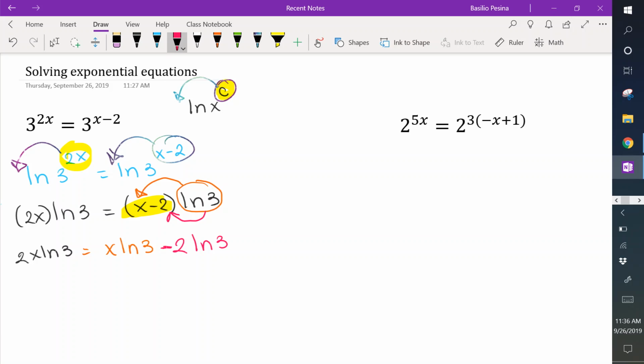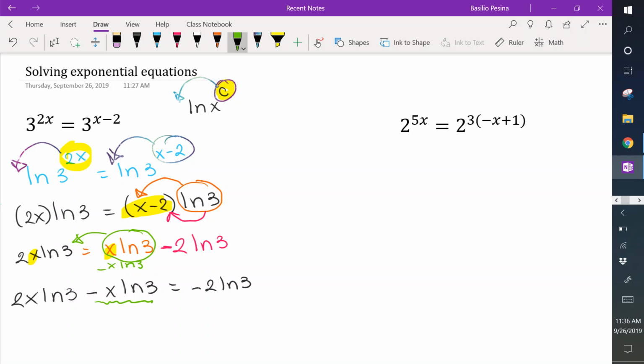Okay, now we're doing the same thing. We're going to solve for x. So you need all the terms that include an x to be on the same side. Okay, so I have 2x ln of 3 minus x ln of 3 equals minus 2 ln of 3. The reason for that is because I moved this x ln of 3 to the left-hand side, so I must have subtracted. That's how I got this part right here.